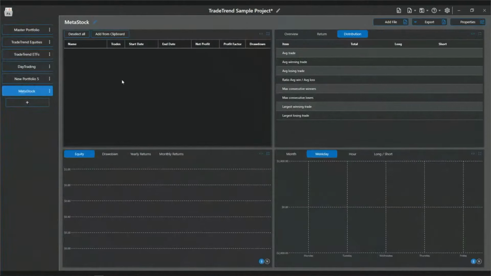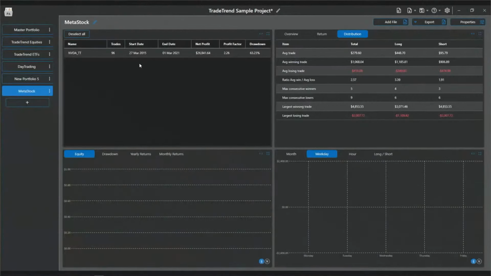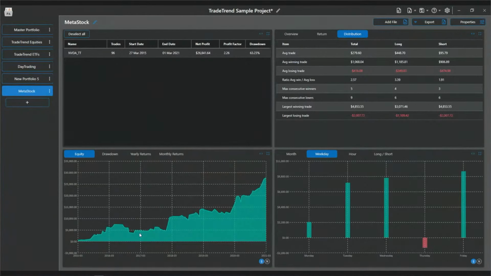Okay, I select this portfolio. And when I click Add from Clipboard, I can give it a name. For example, TradeTrend applied to... which was the symbol? I forgot what it was. It was NVIDIA, I believe. I give it a name, and now this backtest has been imported into Portfolio Architect. Right now, it's just an individual backtest.